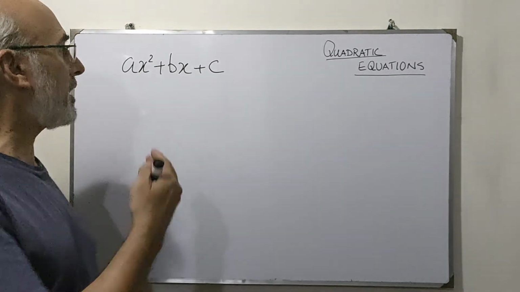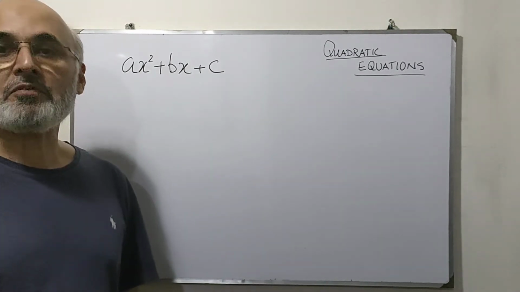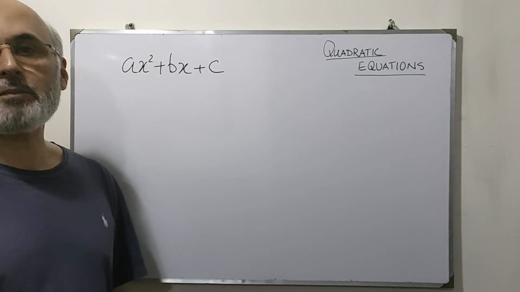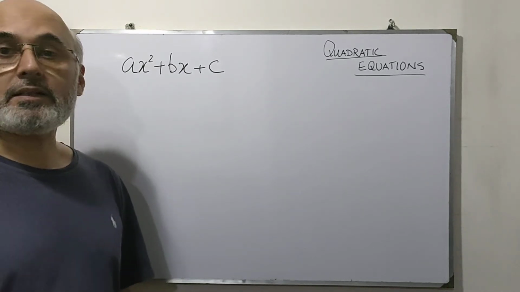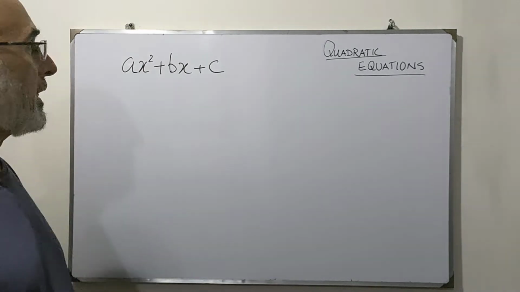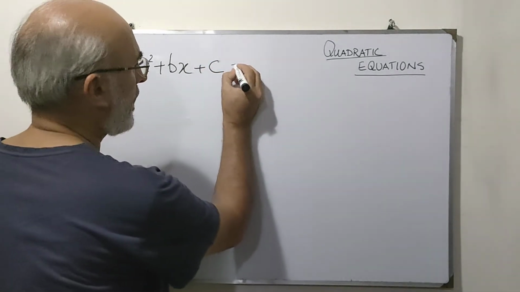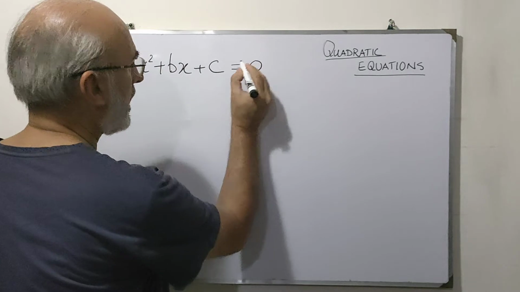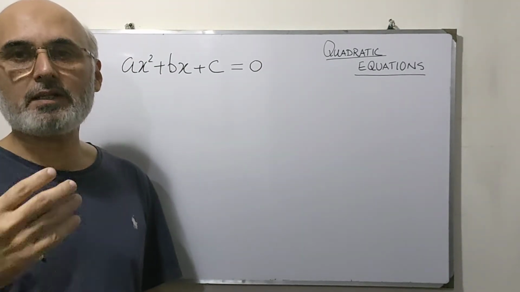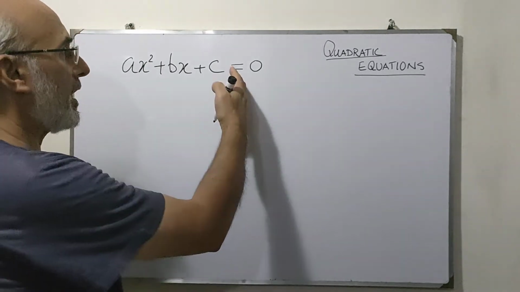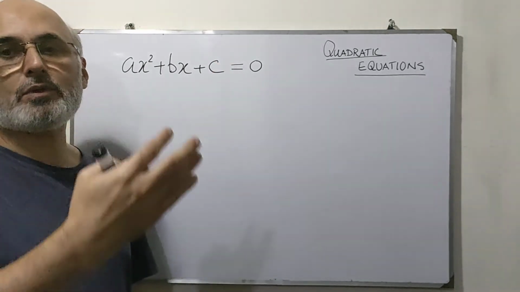What we have done with it, we have factorized it using midterm breaking method. We have factorized it using identities. Okay. Now, if I add equality to this, it becomes an equation. So that's the difference between expression and the equation. In equation, we have this equality, and this is equal to 0.